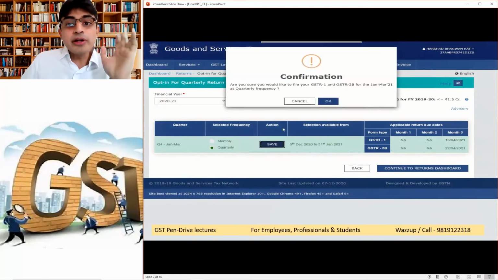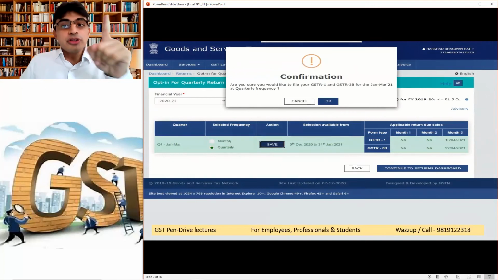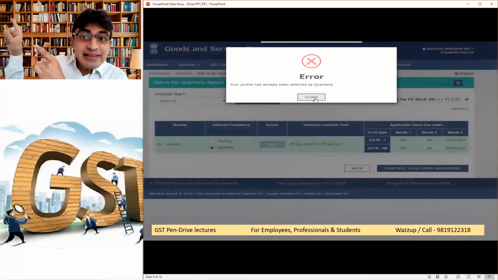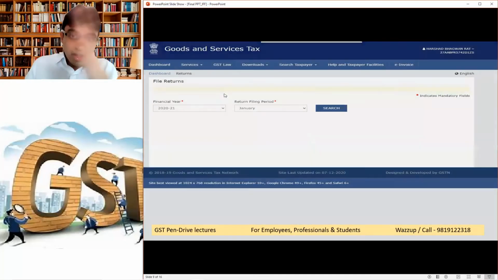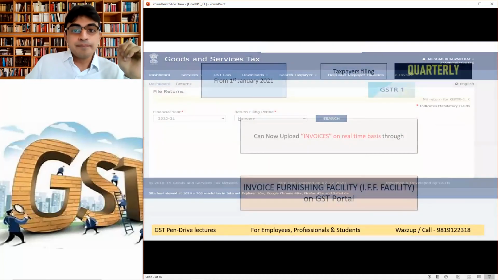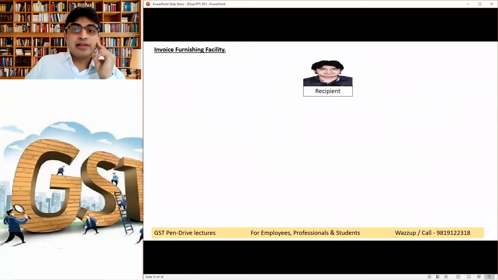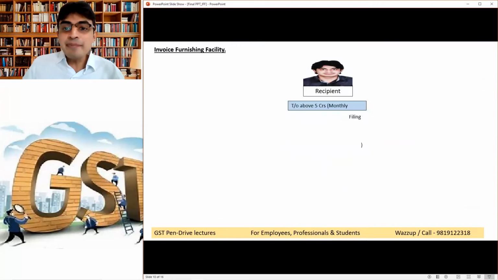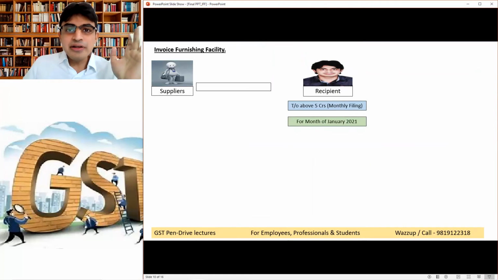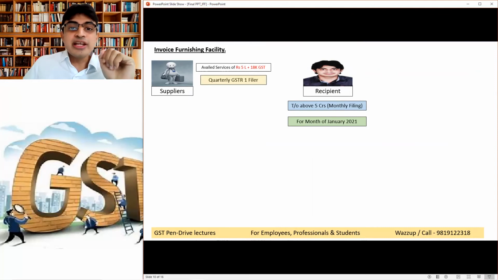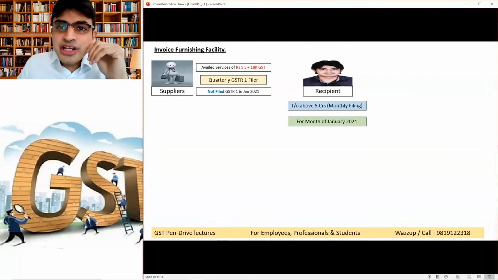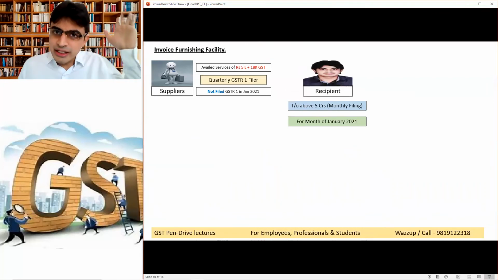So if you opt for quarterly return and if you save this, you can upload all the sales supply invoices on this invoice furnishing facility. Currently, it is not activated on the portal. So this is an excellent facility. So now what will happen? Suppose I'm a recipient, my turnover is 5 crores. I'm purchasing goods for the month of Jan 21. I have availed services of 5 lakh plus 18,000 GST from a quarterly GSTR1 filer. He did not file GSTR1 because he is going to file it quarterly in April.